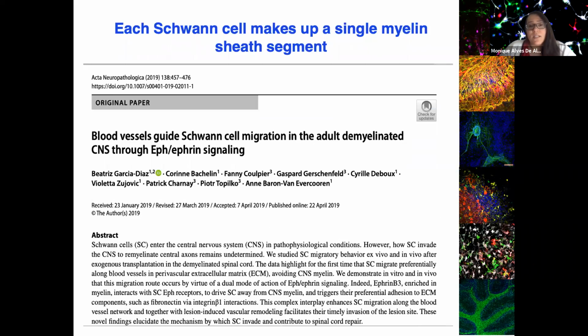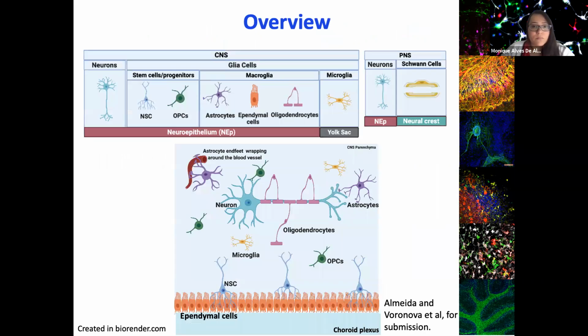In fact, another interesting feature is that in the demyelination mouse model, Schwann cells can migrate into the CNS through blood vessels and myelinate CNS axons, the functions of which need to be better clarified. So let's get back to the CNS glia.